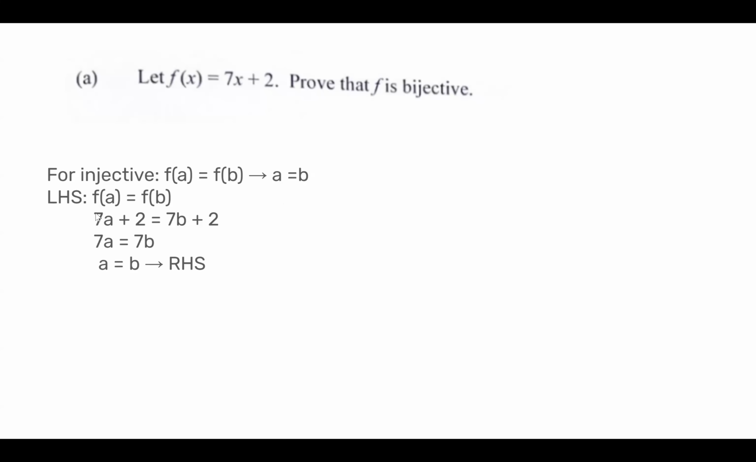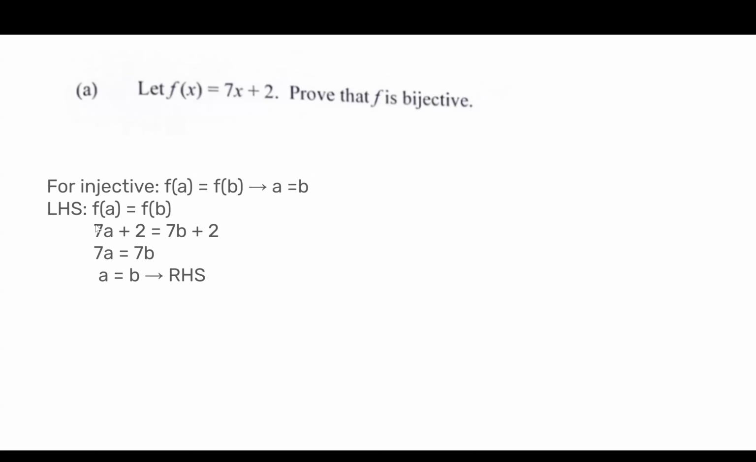The first part when you're proving anything is that you need to start with the left-hand side. I set the left-hand side of f of A equal to f of B. We plug in A and B into the function, subtract 2 from both, and then divide both sides by 7. Right? And now we have A is equal to B. So that's the right-hand side. We move from the left-hand side to the right-hand side.